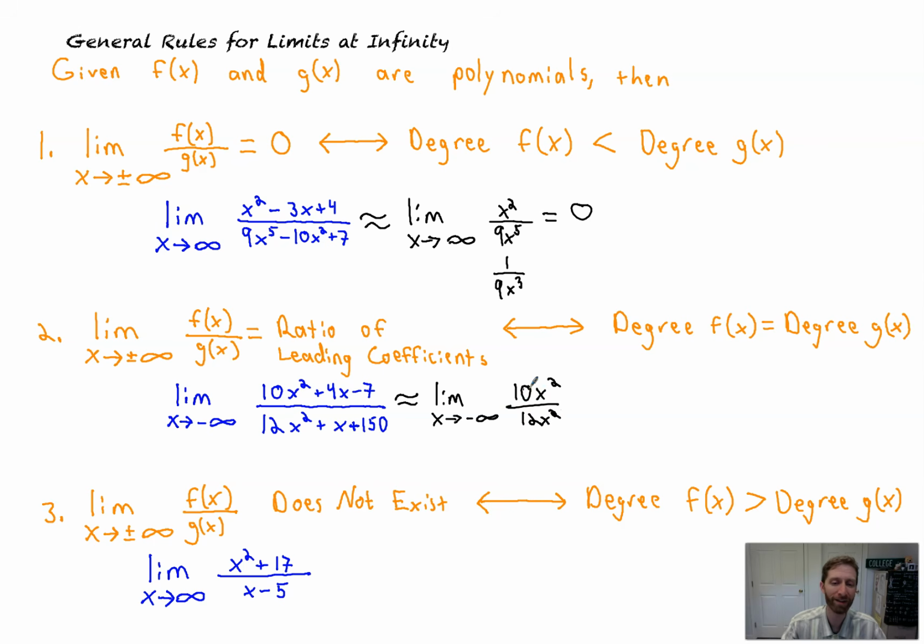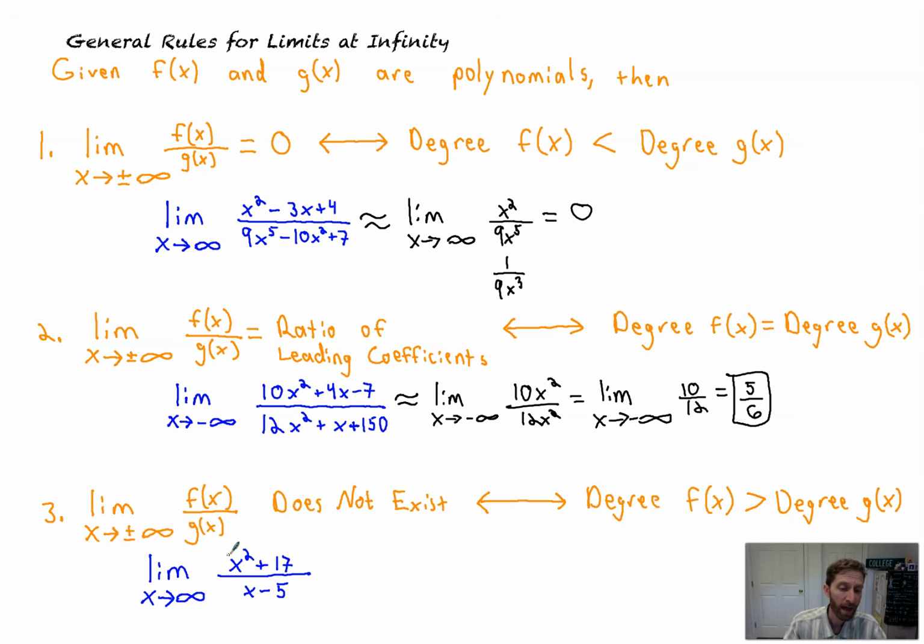And if you're looking at that, you're like, wait a second. That essentially equals the limit as x goes to negative infinity of 10/12, which is the ratio of the leading coefficients. So anytime you have the same exact power of the highest powers, numerator and denominator, and you're going out to infinity, you take the ratio of the leading terms. So right away, 10/12, which simplifies, of course, to 5 over 6. Done.